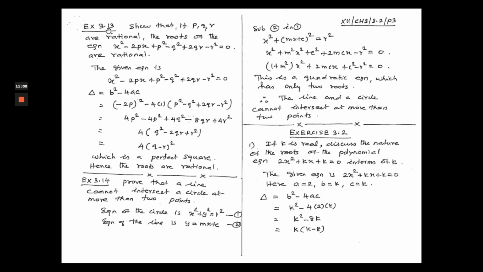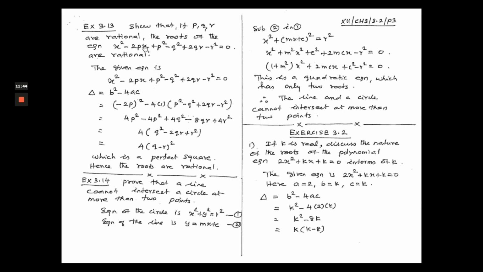Example 3.13. Show that if p, q, r are rational, the roots of the equation x squared minus 2px plus p squared minus q squared plus 2qr minus r squared are rational. Show that if p, q, r are rational, the roots of the equation are also rational. If delta is greater than 0, then the roots are rational and distinct. If the delta is 0, roots are equal. Delta is less than 0, roots are imaginary.